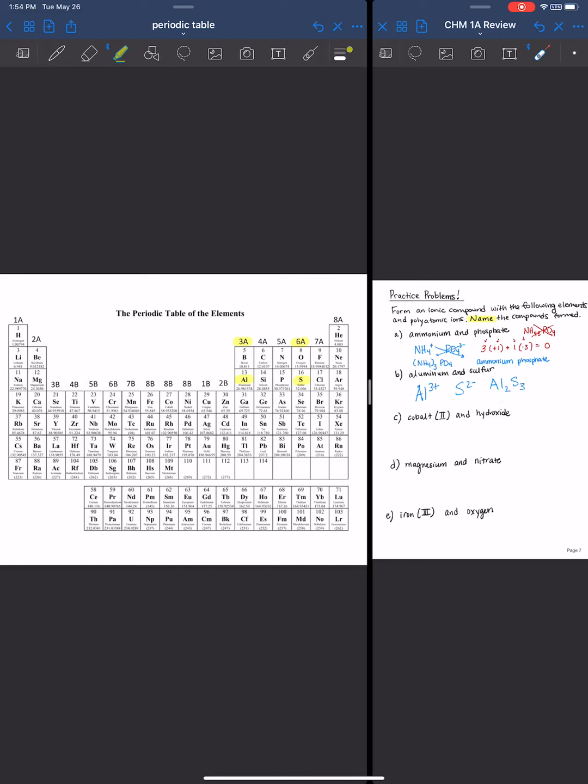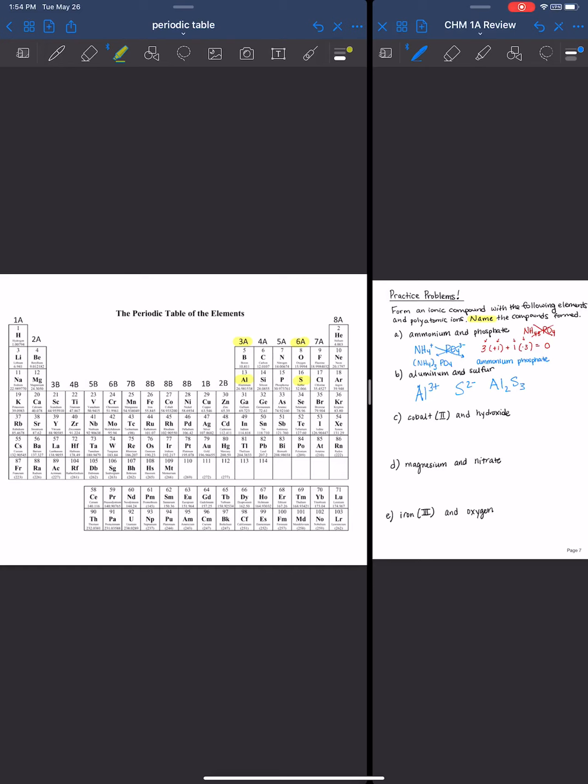Now be mindful that when you do the crisscross rule, you do not carry the charges down. Sometimes I'll see students write Al -2, but these are the number of atoms, and you can never have a negative number of atoms. So don't fall into that trap. Always ask yourself, does this make sense? Make sure when you do the crisscross rule, you only bring the number down, not the charge.